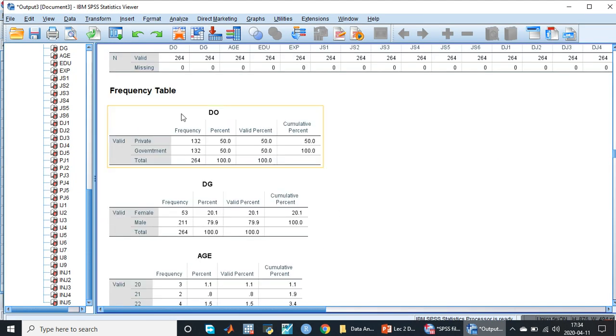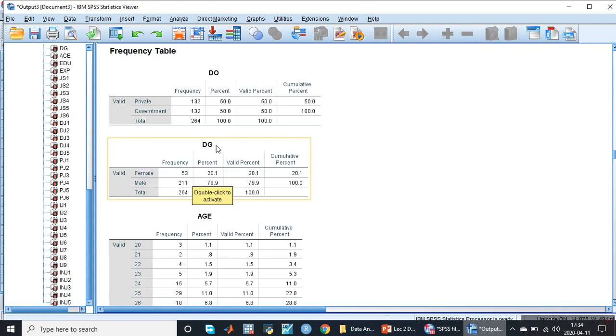Now these are the frequencies. Frequencies mean out of 264 total responses, 132 responses were taken from the private organization and 132 were taken from the government employees. 132 represents 50% of 264. So 50% were private employees and 50% were government employees, and in total they make 100%.